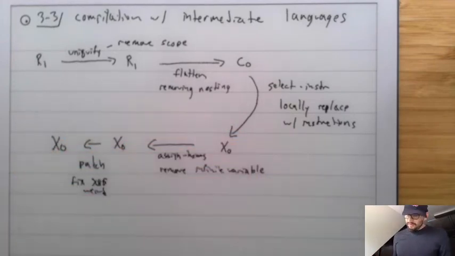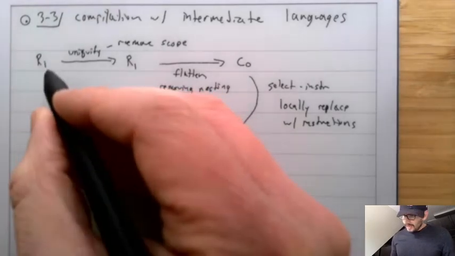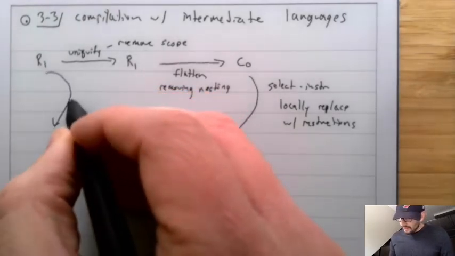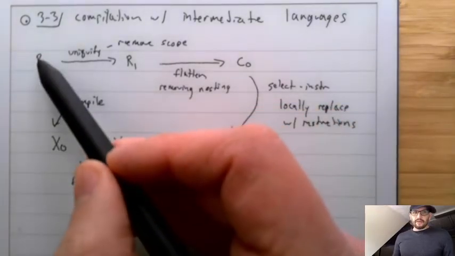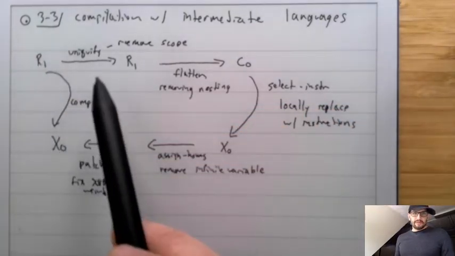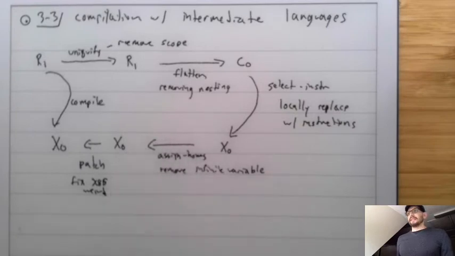Now, this code is going to be the code that we ultimately run. And this entire arrow right here, that's what our compiler is. Our compiler takes an R1 program and produces an x0 program by going through all these intermediate steps right here. All right. So that's our game plan, and we're going to slowly unravel this over the next few classes.